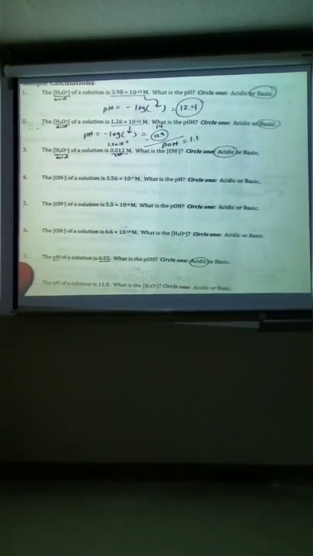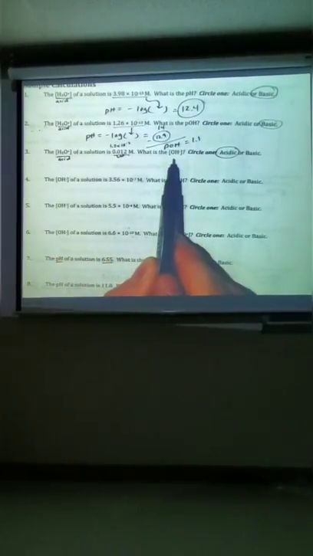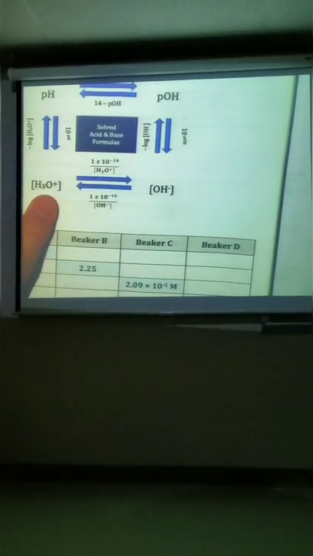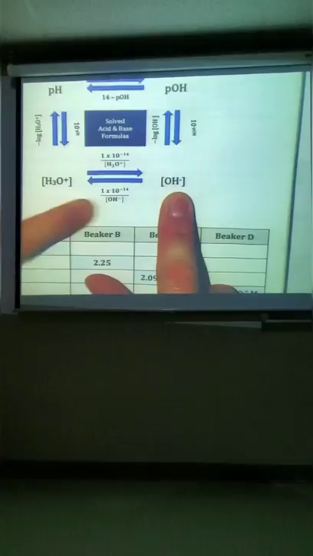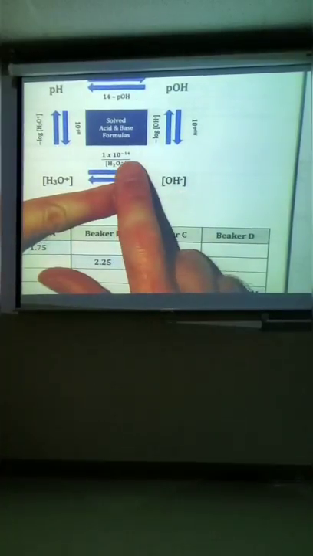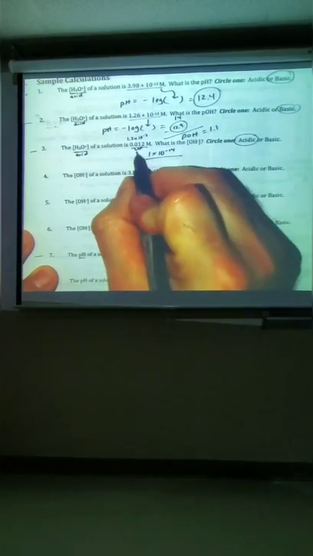Number three. We have hydronium, we want hydroxide, so back to our little square chart. We have hydronium, we want hydroxide, we need to go to the right. To the right means take Kw and divide by H3O plus. So we need to take 1 times 10 to the negative 14 and then divide by our number.